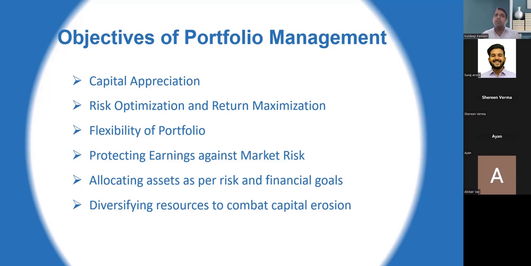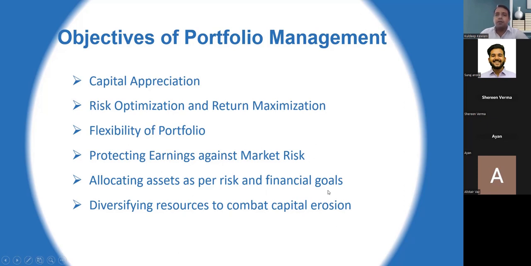So again, one of the important objectives of the portfolio is that it should be flexible. Whenever you want to change asset class, you should be able to do it, right? Protecting earnings against market risk. This is something which we will understand. We will do some calculations on this particular line. Allocating assets as per risk and financial goals.